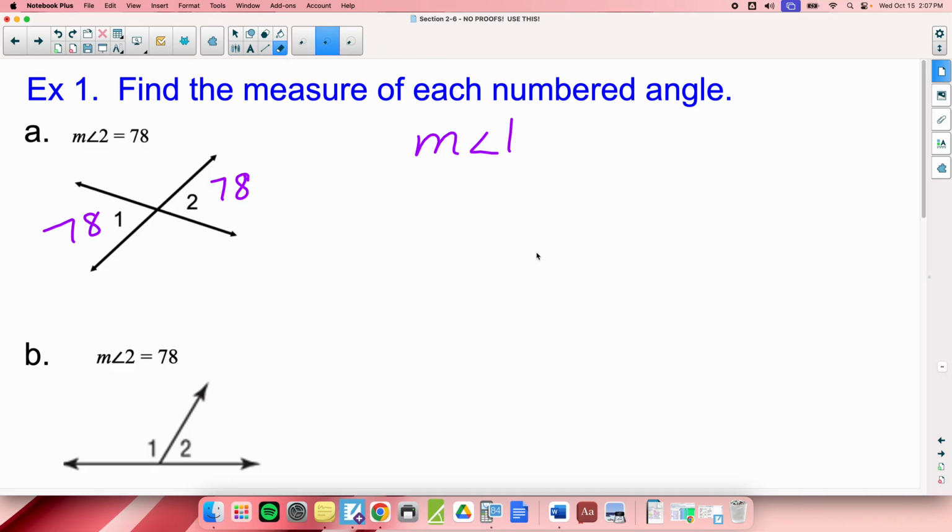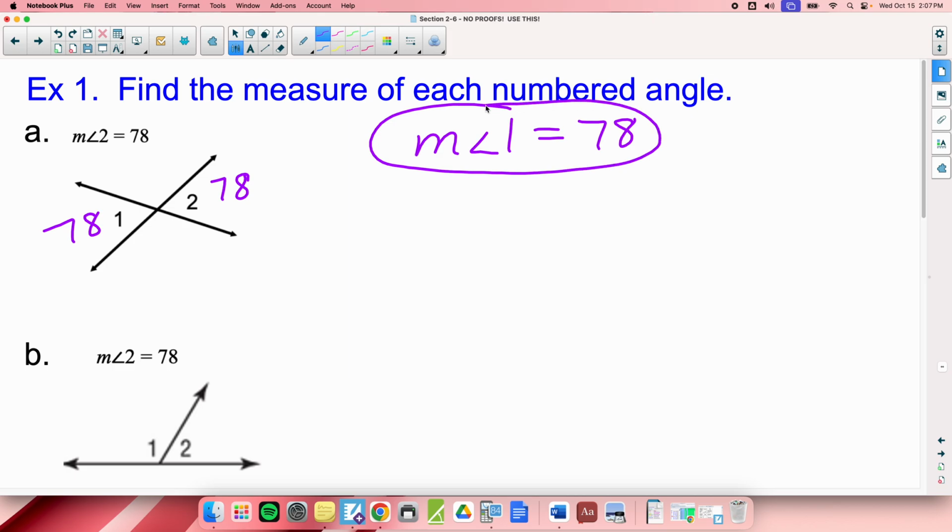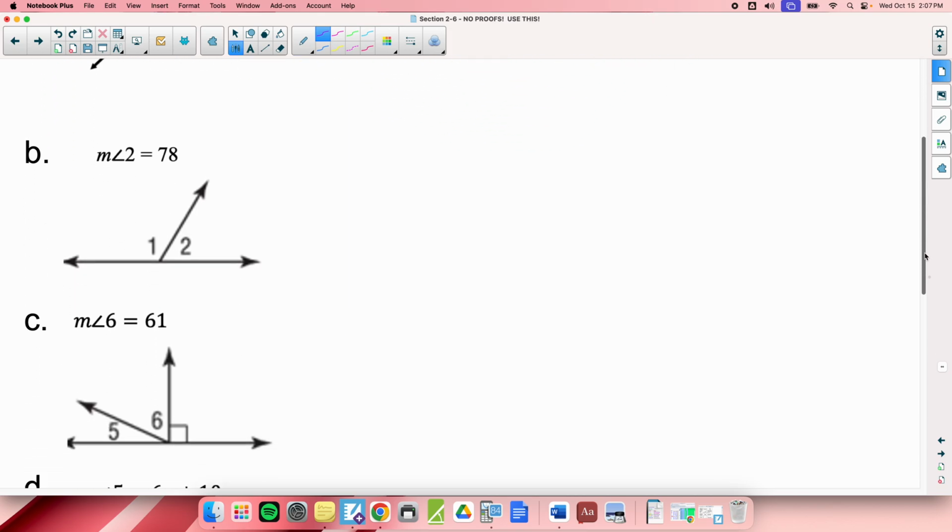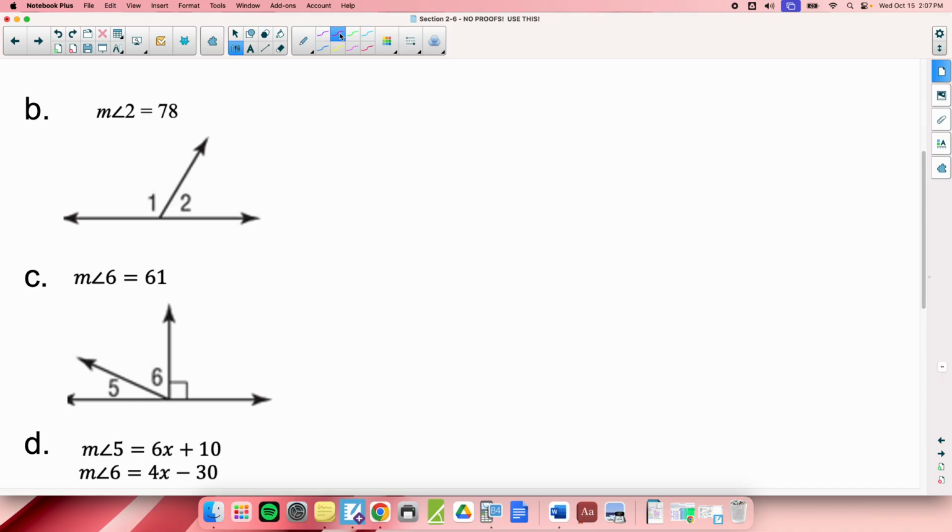The measure of angle 1 equals 78. Whatever angle you didn't know in the problem, this is what you would write. Now if we go to our second one here, notice they say angle 2 is 78.